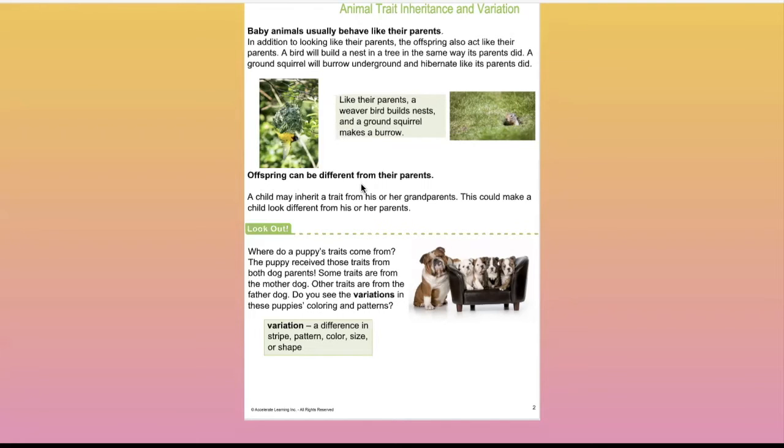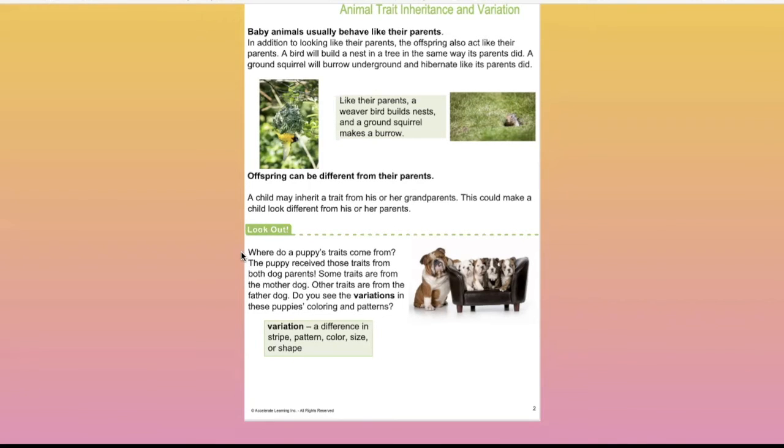Offsprings can be different from their parents. A child may inherit a trait from his or her grandparents. This could make a child look different from his or her parents. Look out! Where do a puppy's traits come from? The puppy received those traits from both dog parents. Some traits are from the mother dog, other traits are from the father dog. Do you see the variations in these puppies' coloring and patterns?